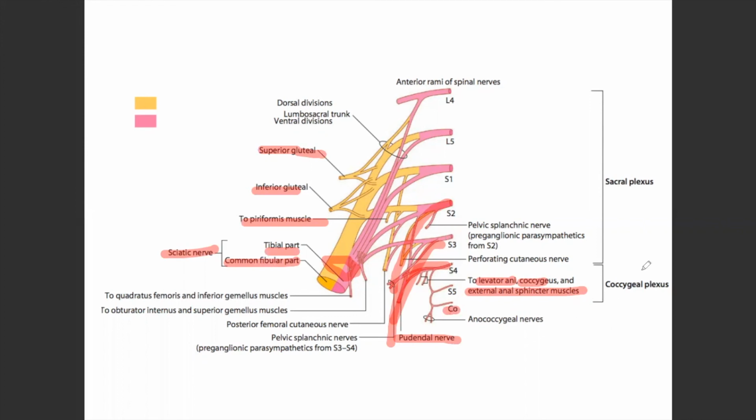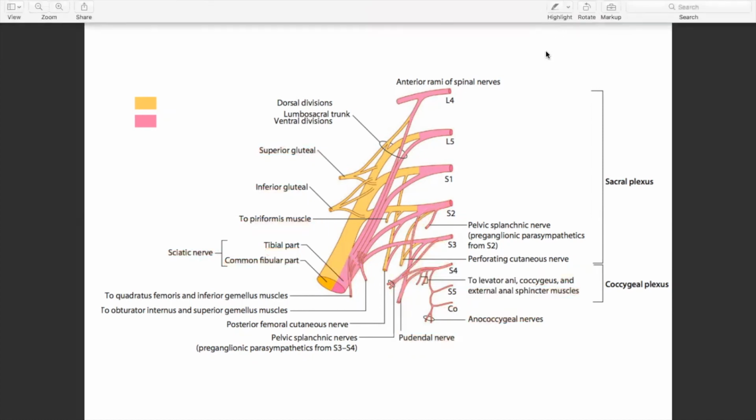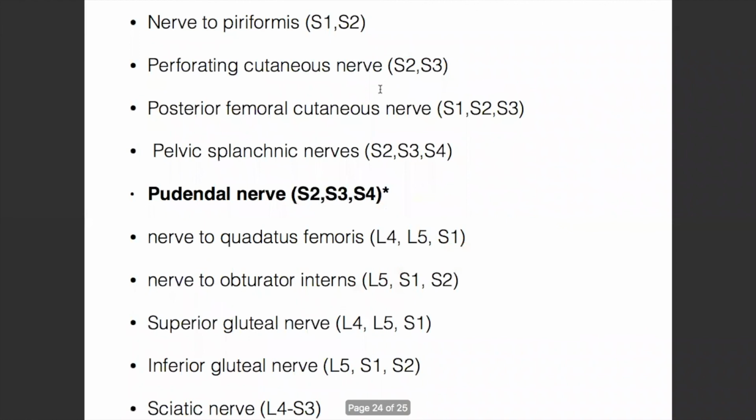So sometimes it's the pelvic floor. So it's levator ani, coccygeus, and the external anal sphincter muscles that come from the anal and coccygeal nerves and the coccygeal plexus. Okay. This is pretty much the entire idea of the lumbosacral plexus. But as we said, the most important thing for us is the pudendal nerve, which is the main nerve to the perineum.